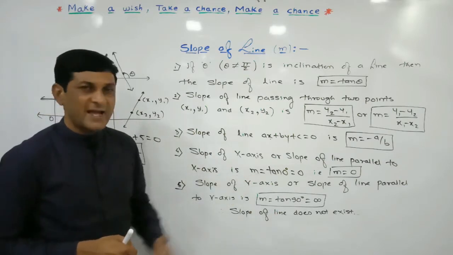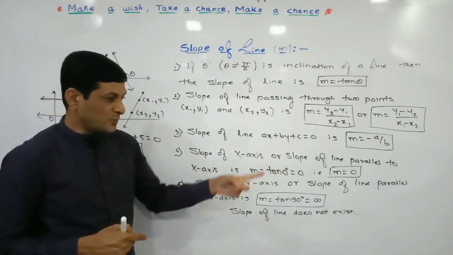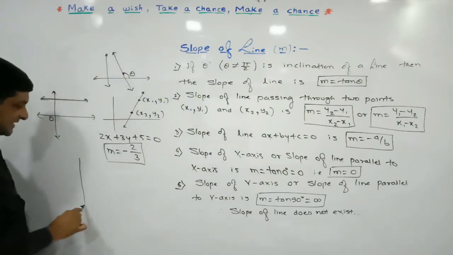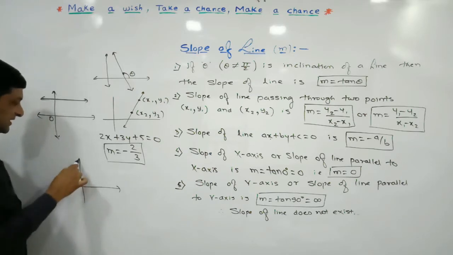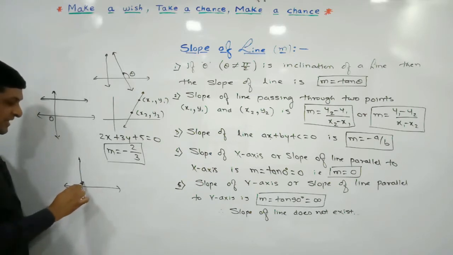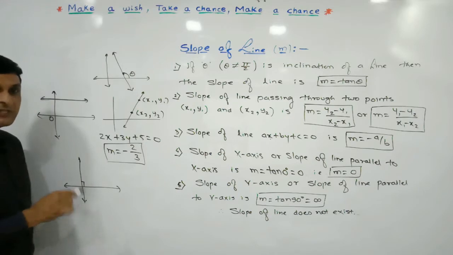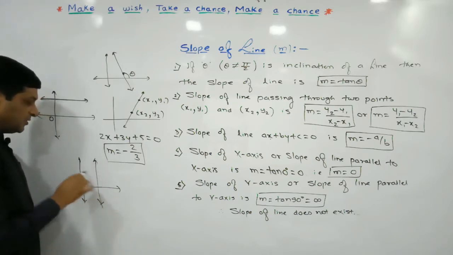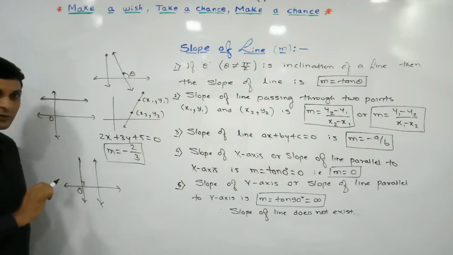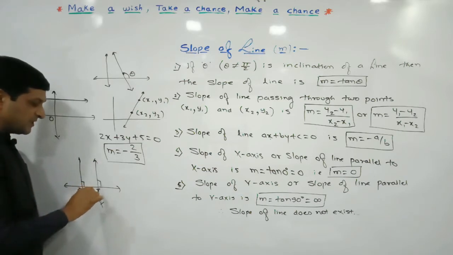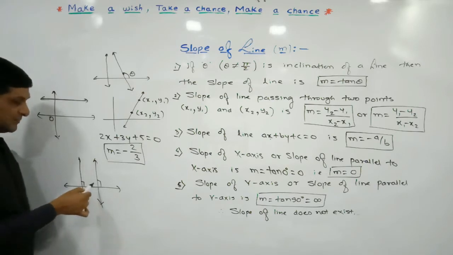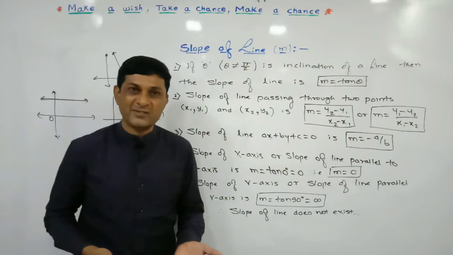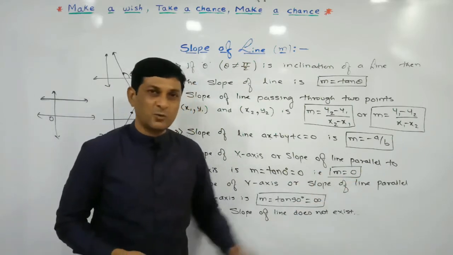Now the slope of the y-axis, or the slope of a line parallel to the y-axis. Let us consider the x-axis and y-axis. This y-axis makes how much angle with the x-axis? 90 degrees. It means we can say that the inclination is 90 degrees. Or if a line is parallel to this y-axis, it makes how much angle with the x-axis? 90 degrees. It means we can say that the inclination is 90 degrees if the line is the y-axis or a line parallel to the y-axis.